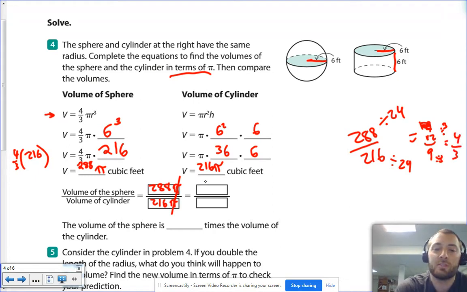So simplified, it's 4 over 3, and that's interesting because 4 over 3 is part of the formula in this one. So in this case, if you have the same radius, it's always going to be 4/3 the volume of the cylinder that's similar, which is really interesting. So the sphere is 4/3 times bigger, in this case, than the volume of the cylinder.